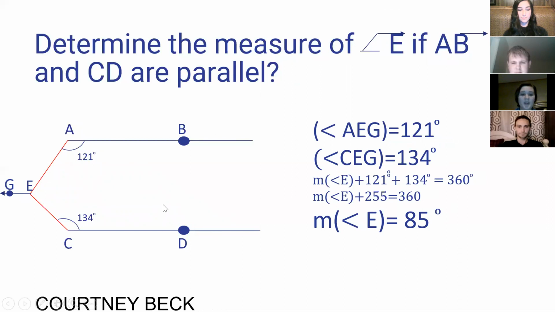So we're going to extend the line on from E right here, line G, and we have the measurement of angle A, 121, and angle C, 134, and we're going to use those two angles to find the measurement of E. The three angles should add up to be 360, so we will add angle A and C together to get 255 and subtract it from 360 to get 85 for angle E.